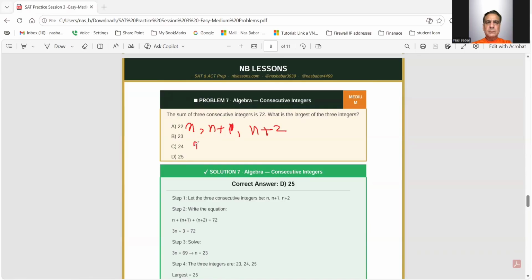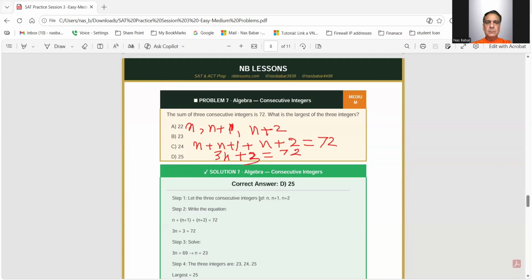So what you do is that you say n plus n plus 1 plus n plus 2 is equal to 72. This makes the problem real easy. Now from here, you can easily solve 3n plus 2 is equal to 72, right? 70, because 72 minus 2 is 70. All right. Actually, this is 3 right here, sorry. 3n plus 3, because we have n plus 1 over here. So 3n plus 3 is equal to 72.